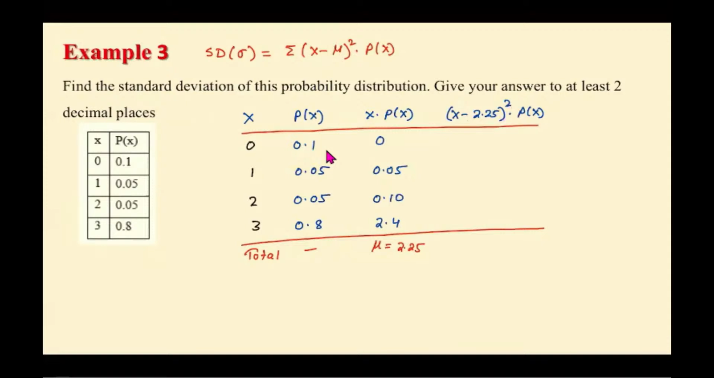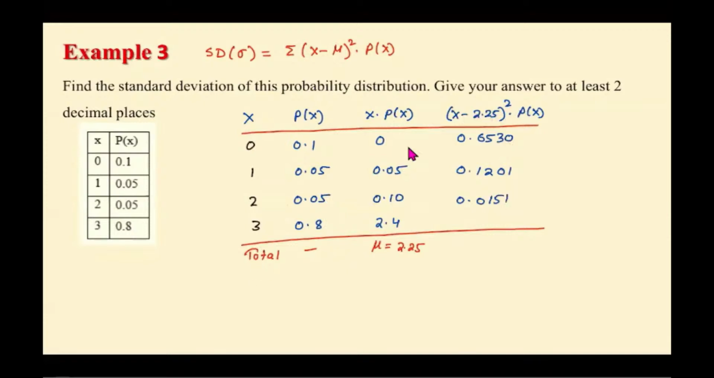If we do that, we get 0.5063. Similarly, for the next one, we plug in x equal to 1. So we plug in 1 minus 2.25 squared, multiplied with that probability, and it will be 0.1201. If we plug in 2, 2 minus 2.25 squared, multiplied by this probability, 0.05, you will get 0.0031.